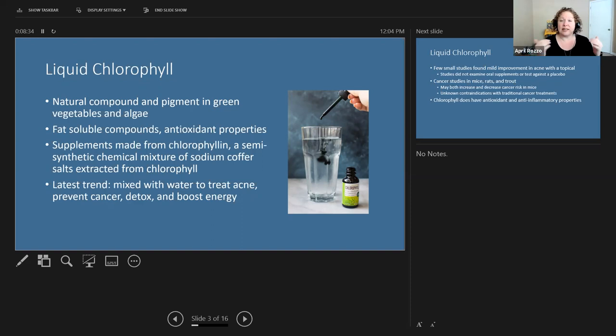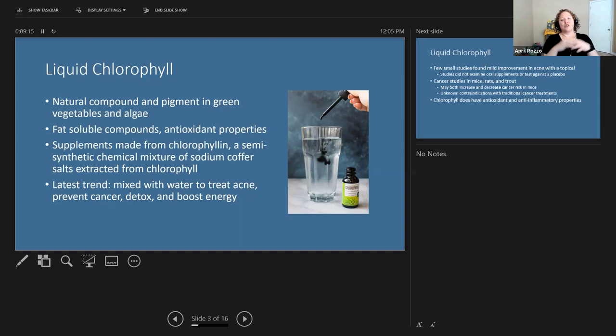It's a natural compound and pigment. It gives green plants their green color. So things like spinach or kale or broccoli or algae, the chlorophyll is what's giving it that green color. There are some fat-soluble compounds and antioxidants. But the supplements, so this liquid chlorophyll that you see, and sometimes you see it in powder form also, those supplements are made from chlorophyllin, which is a semi-synthetic chemical mixture. They're extracting the sodium copper salts from chlorophyll and turning it into this supplement.